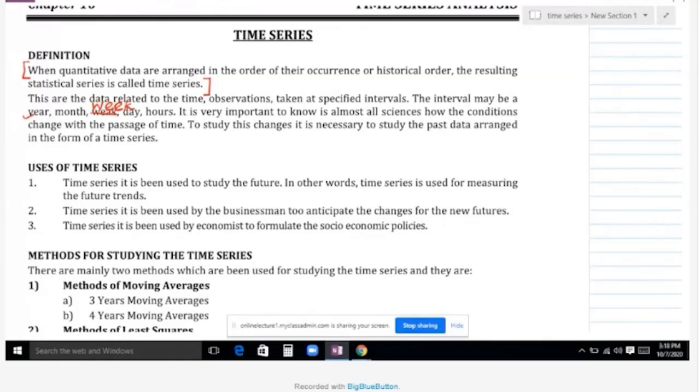So here in this case, there are various factors which may affect the time series. Those factors can be external factors, or they can be internal factors, which can affect the time series.